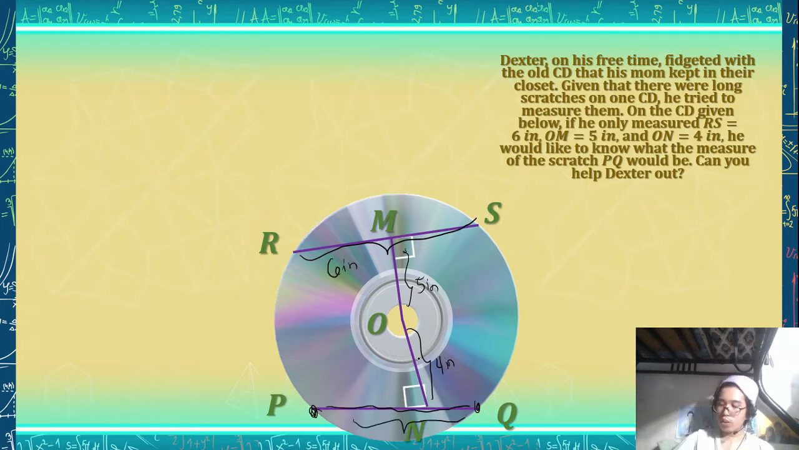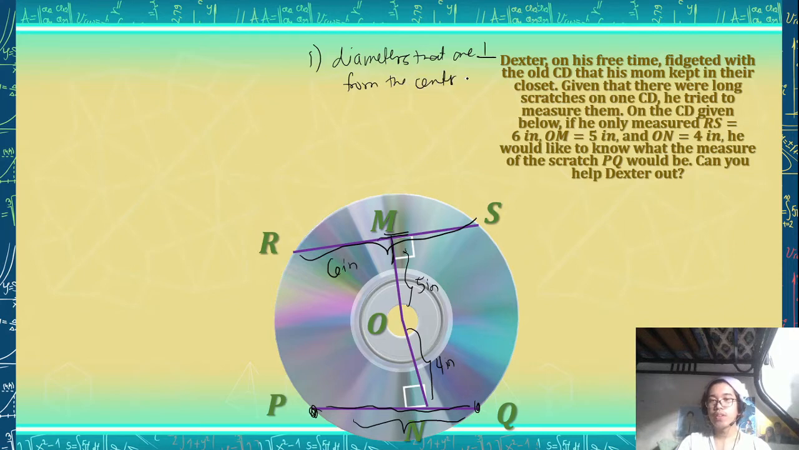So guys, we're going to be using two chord theorems here. The first chord theorem that we can use is that if we have diameters that are perpendicular from the center, then for this problem we have bisected the chord and the arc.